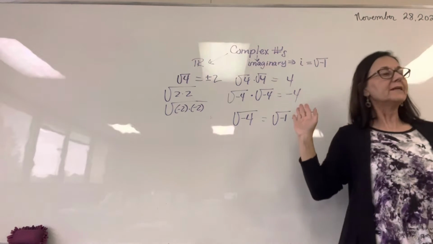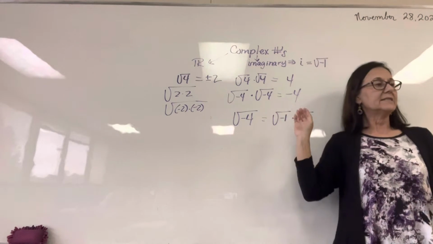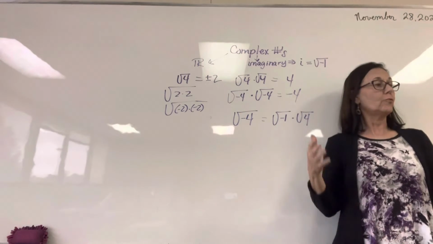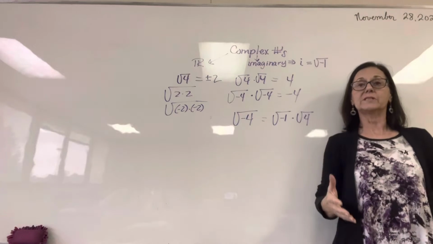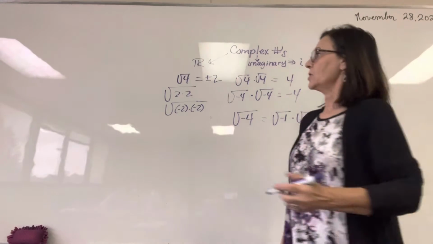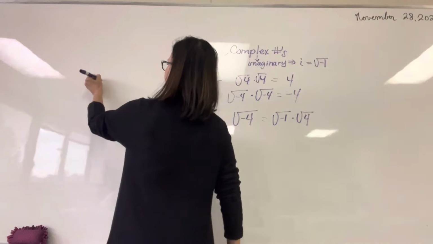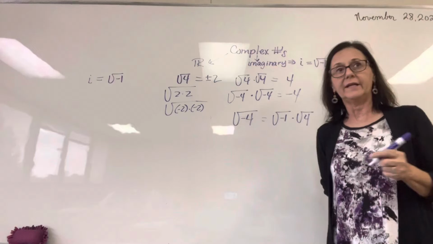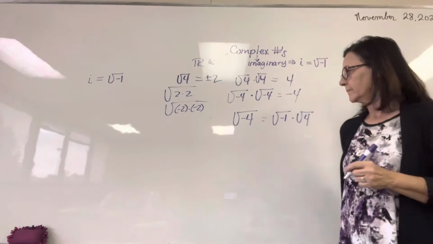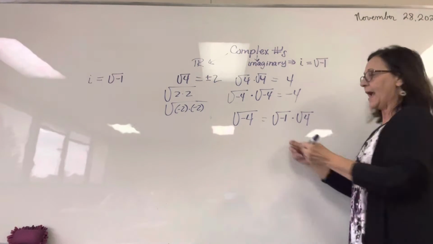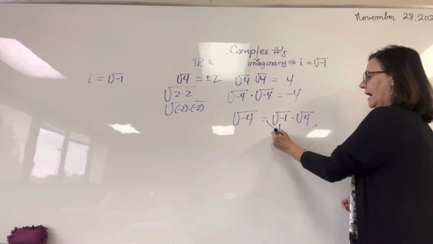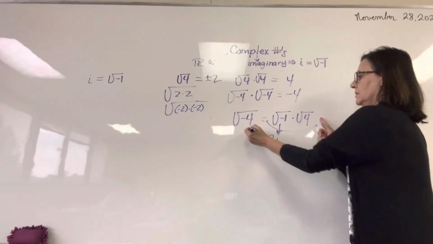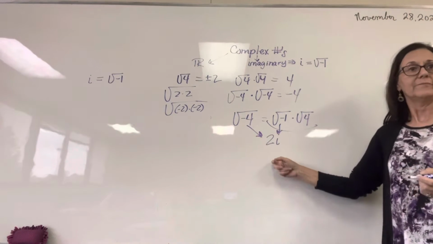So the only reason we have the imaginary system is because we can now look at radicals that have even roots with a negative under them. So i is equal to the square root of -1. That's what it equals. So if we were back here, this would be i. And what's the square root of 4? 2.